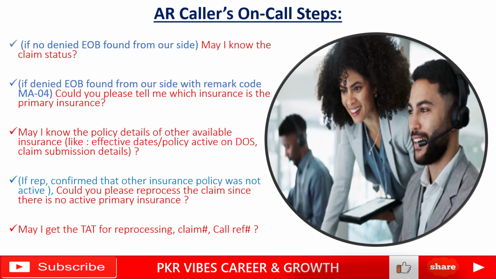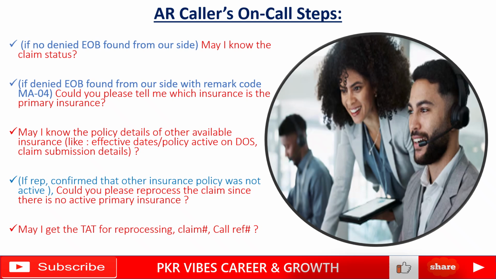Okay guys, now we are discussing the AR caller on-call steps for the CO22 MA04 scenario. For example, here I given the point, if no denied EOB is found from our internal sources, then our question might be like this. Hi, this is Peter. I am calling from the provider's office checking on a claim status. Could you please, may I know the claim status, please? So in that way, you can start your call. So you checked your internal sources, it doesn't show any status, then your first question, may I know the claim status, please.